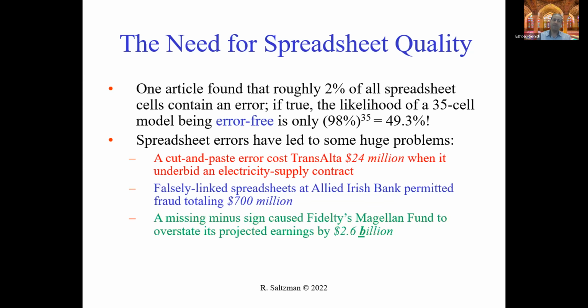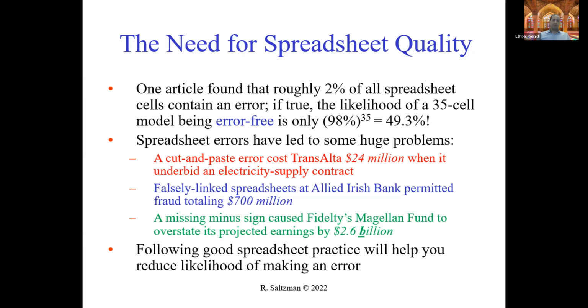And another example, a missing minus sign. That's a small error, but a very important one. It caused Fidelity to overstate their projected earnings by $6 billion. Right? So that means that we should be careful if we're using a model for decision making about economics or other important decisions. That's why it's very important to follow good spreadsheet practices.